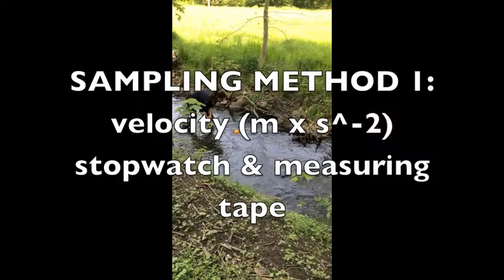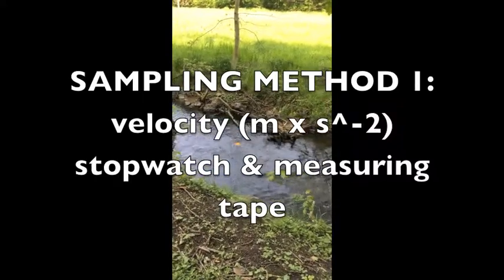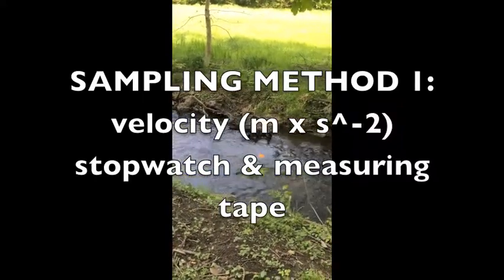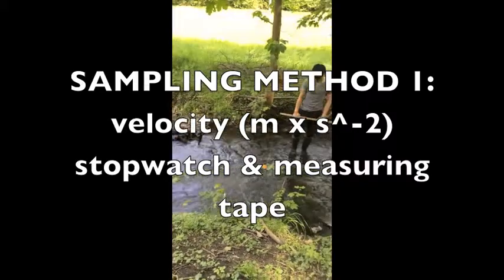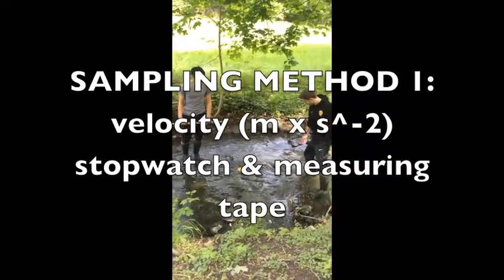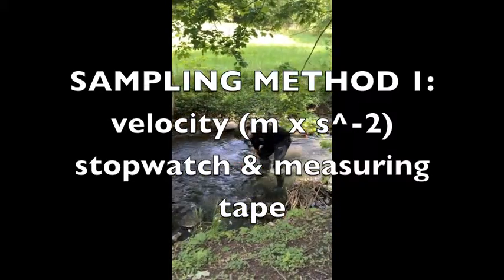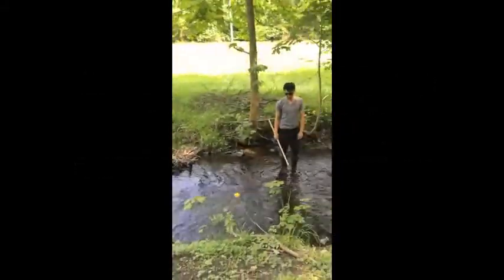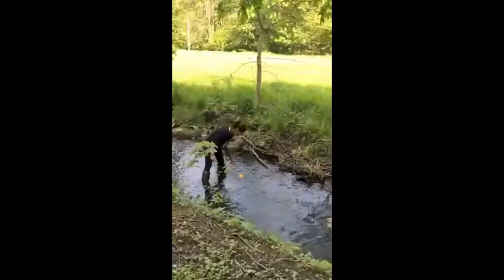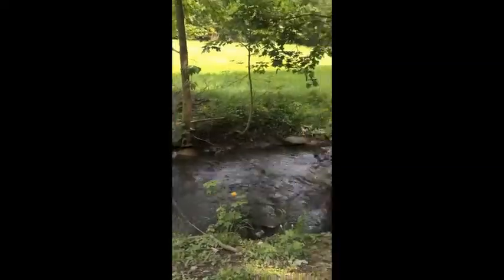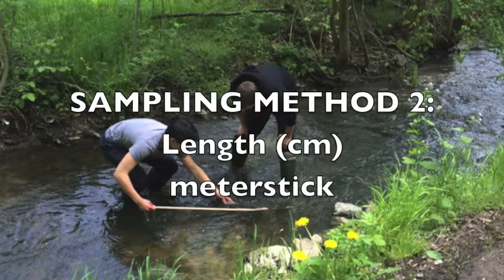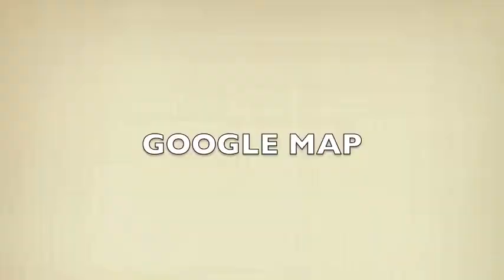We first used the measuring tape to measure 5 meters of the stream, marking point A and point B. We timed how long it took for the orange to float from point A to point B. We then did this for 10 areas, with 5 trials for each area. We measured the length of the longest plant that was found in each chosen area.